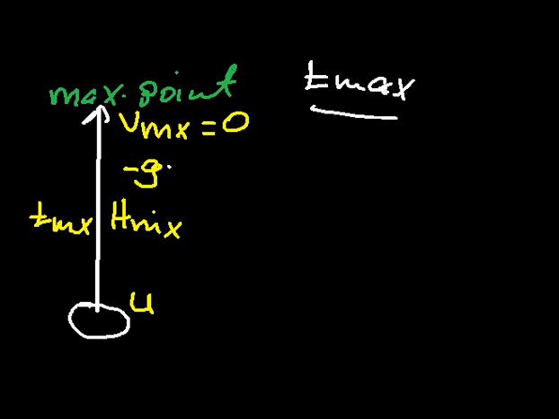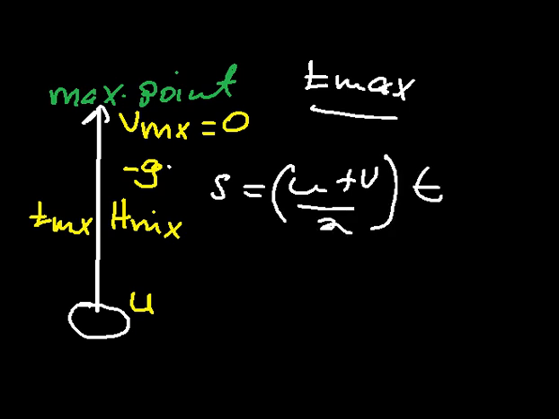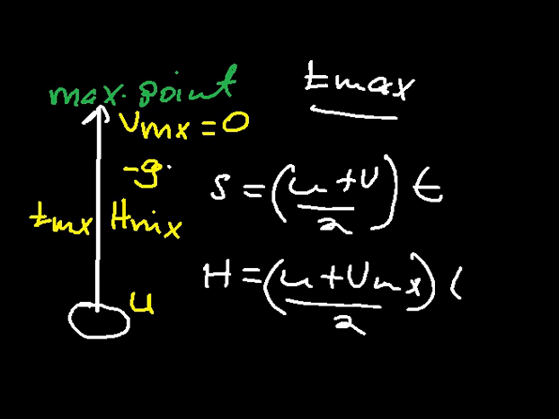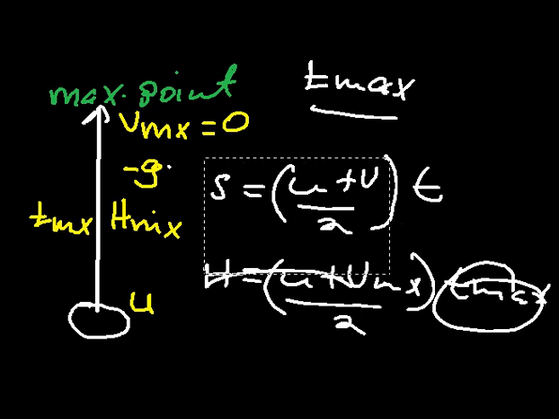And also this formula can work as well. That is, displacement is equal to u plus v over 2 times t, which in free fall motion we have as displacement, which is height, equal to u plus v max over 2, times t max. So you can have this one if all these are given. It is okay.